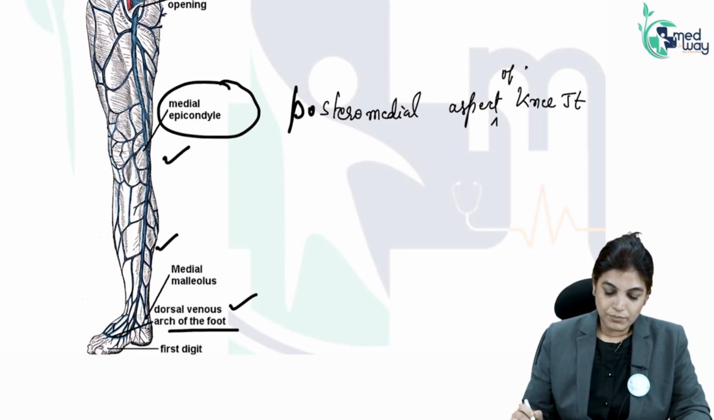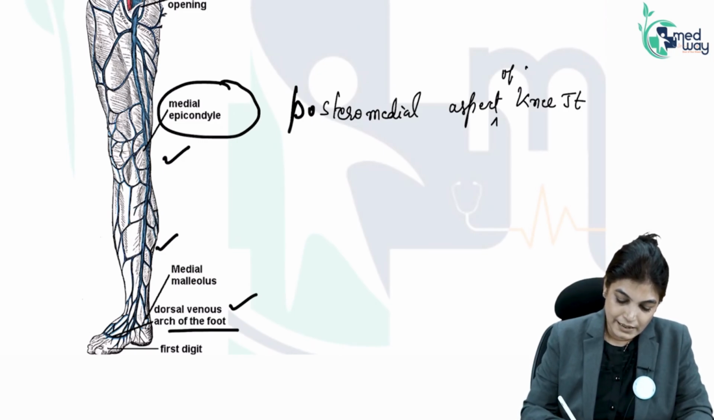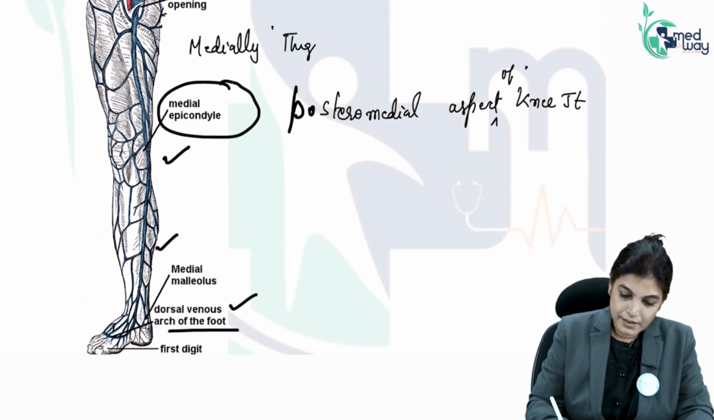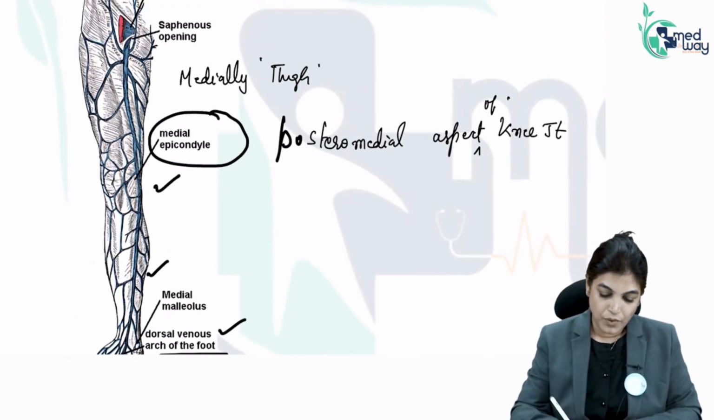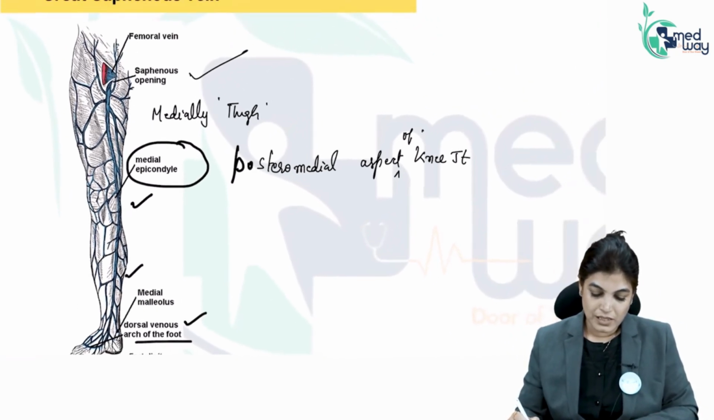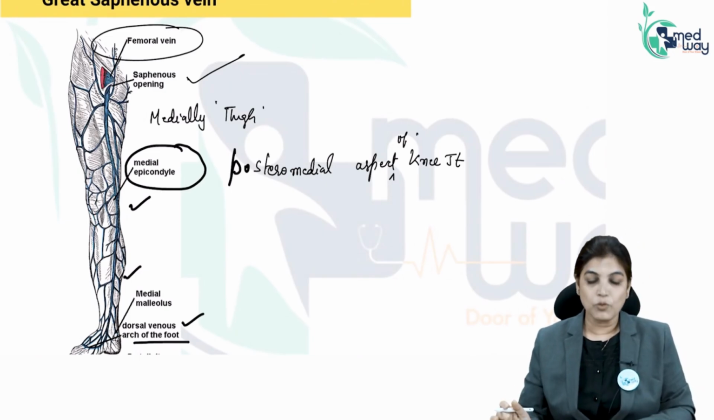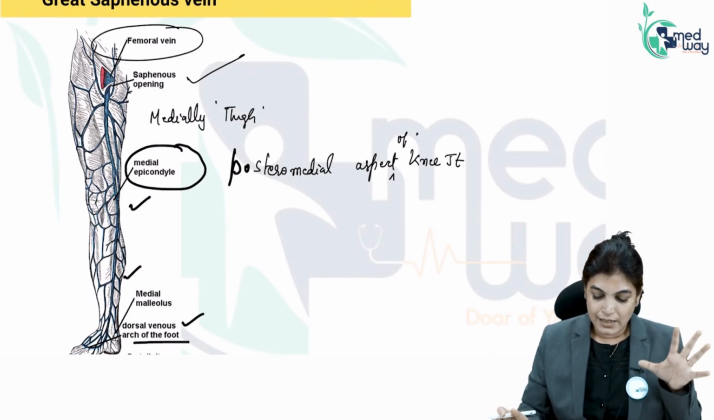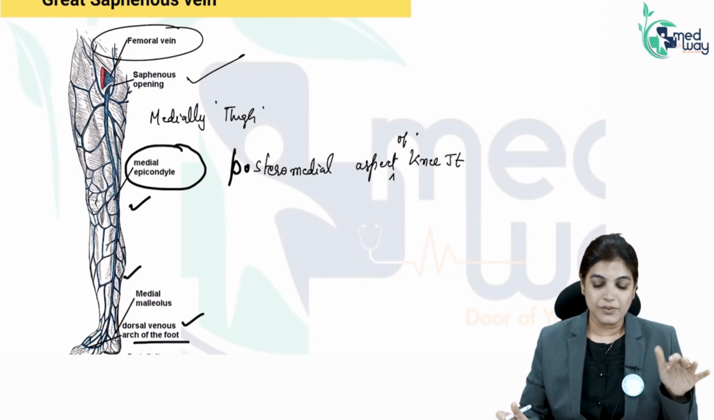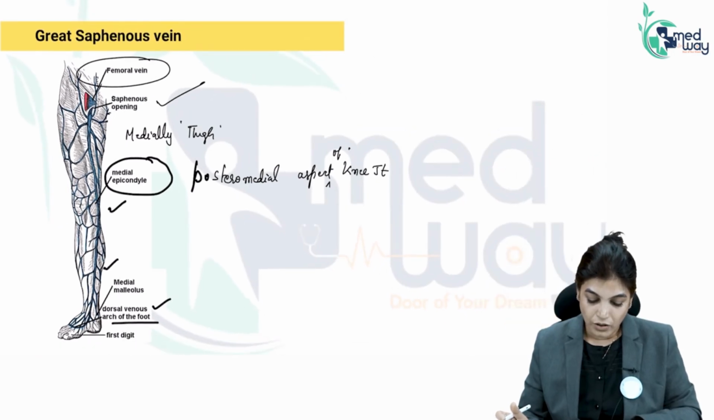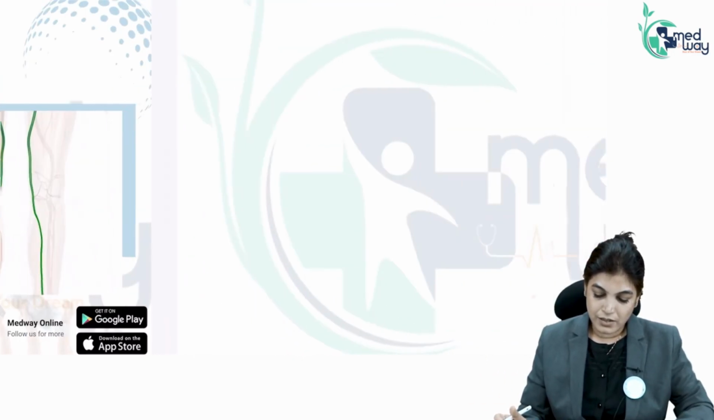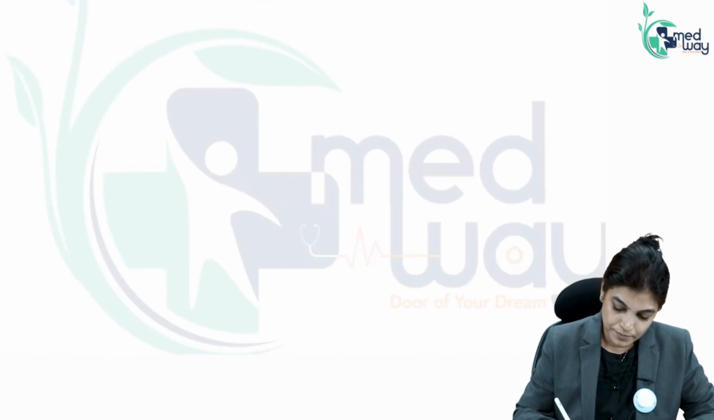It passes medially upward in the thigh, pierces the cribriform fascia through the saphenous opening and drains into the femoral vein. So this is in short the course of the great saphenous vein. I want everybody to write it down, so let's write the heading.